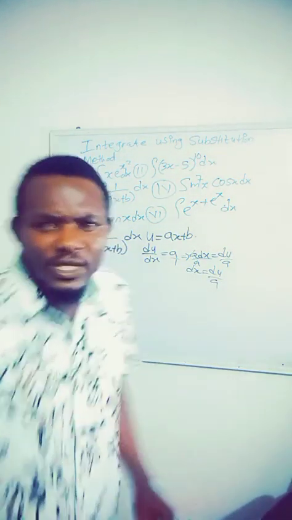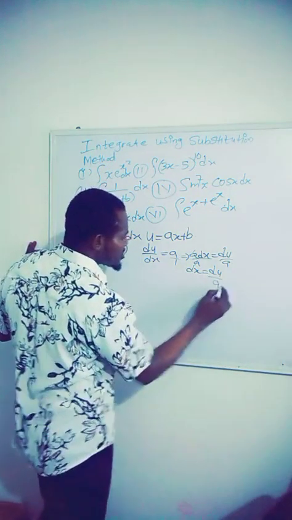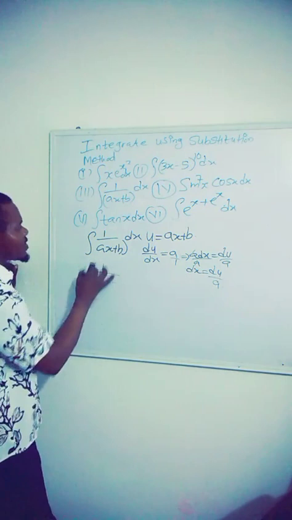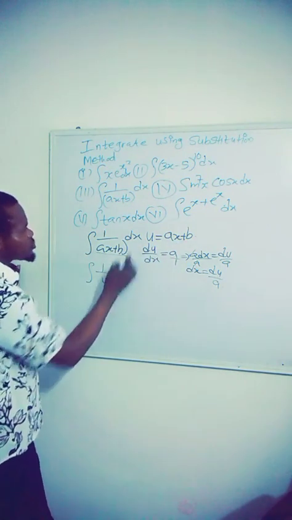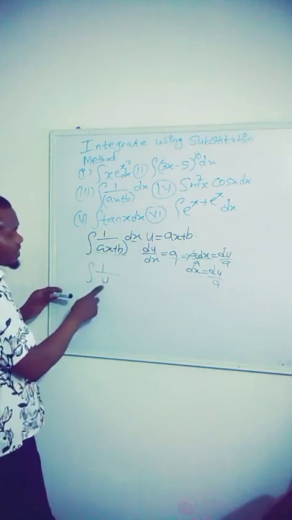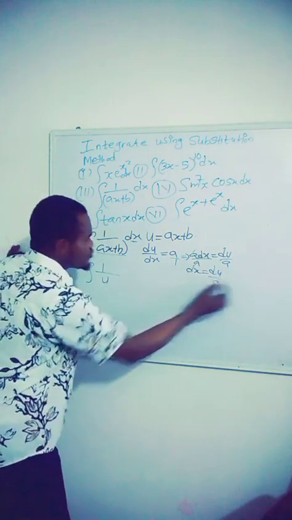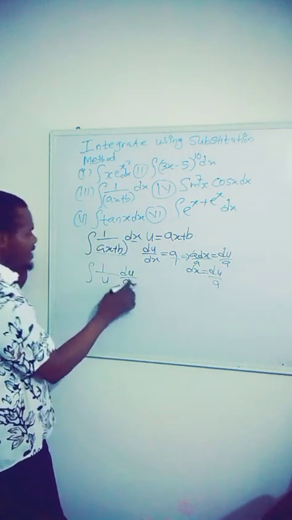I hope you can see the screen. So this becomes du over a. Now we can rewrite this as integral of 1 over, we've replaced everything here as u. We can integrate with respect to u when we have du, so I will now replace dx as du over a. Now this is a constant.